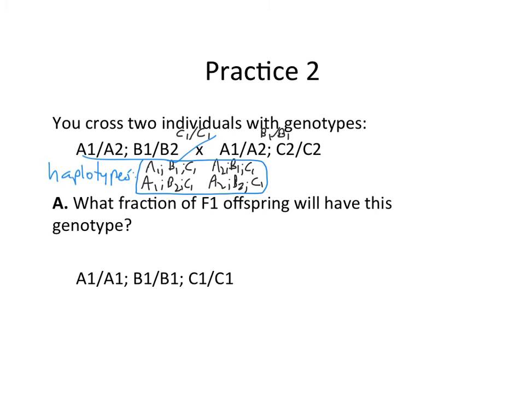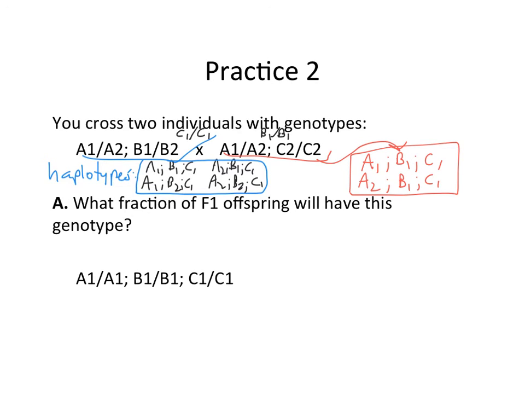And the second parent is homozygous at two loci, B and C. So really, that parent is only going to produce two types of gametes. Ones with A1 have to be B1 and C1, and then those that have A2 will always be combined with B1 and C1 alleles. So the second parent only produces two types of gametes, not four.